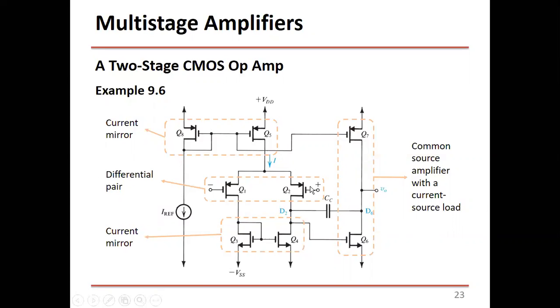So the input comes from these two inputs. The output is taken single-ended. It's not taken differentially. So we don't take V1 minus V2 or V2 minus V1. We take just one of them. And it's connected to the next stage, which is the common source amplifier. Why common source? Because the source here is connected to the minus VEE, which is AC ground.